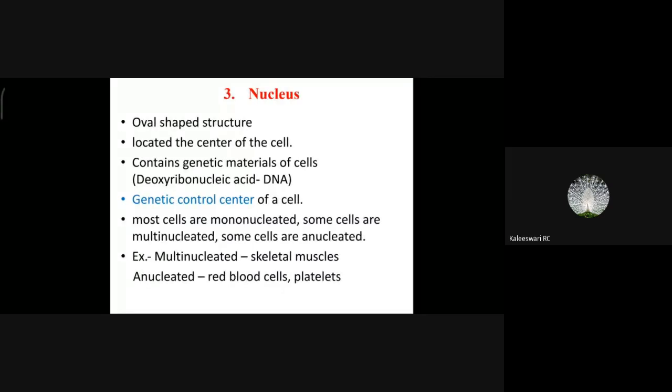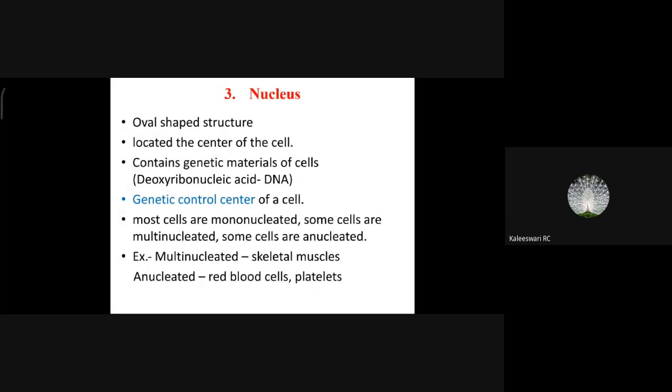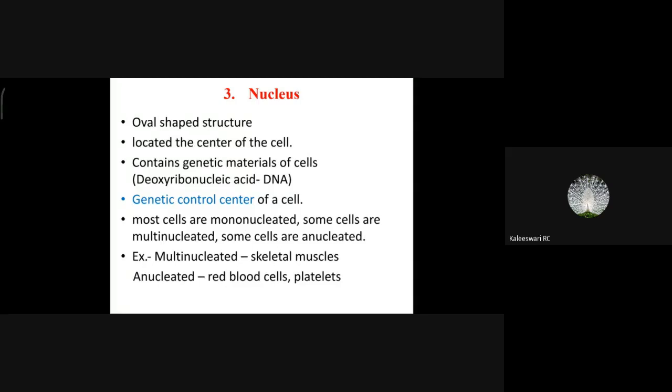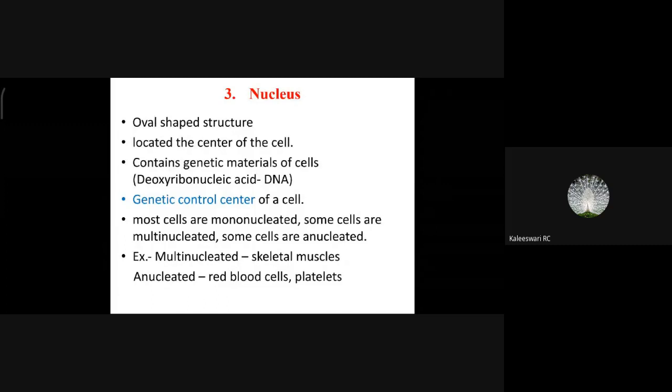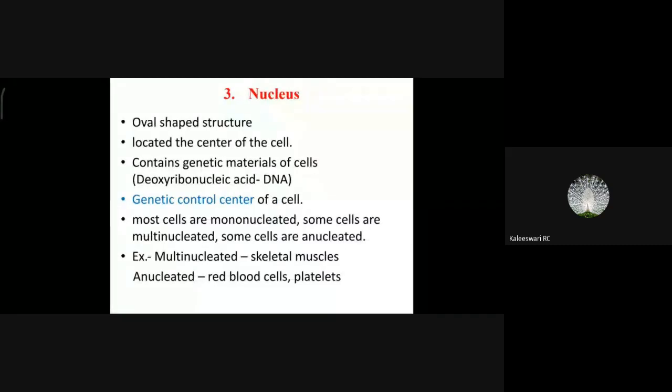It is like that only. Nucleus controls the whole cell. That is why nucleus is also known as the brain of the cell. Okay. So nucleus is known as the brain of the cell. So we will go for the structure of the nucleus. It is an oval-shaped structure, mostly found in the center of the cell. Generally, nucleus is located in the center of the cell.